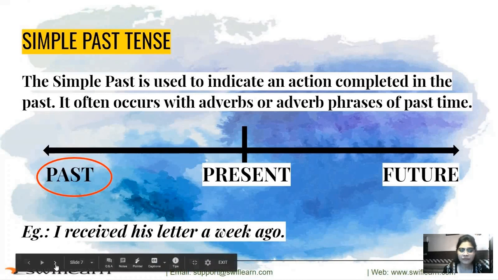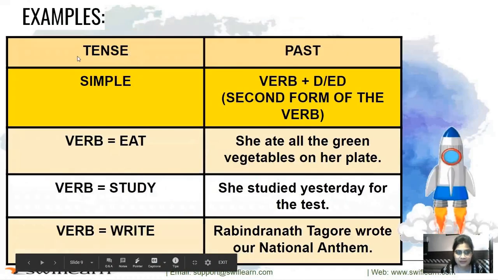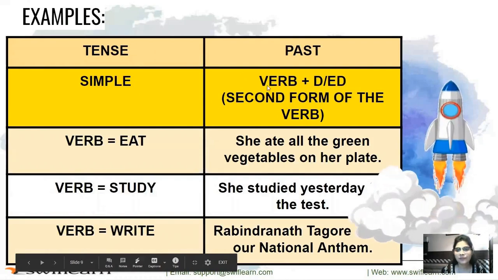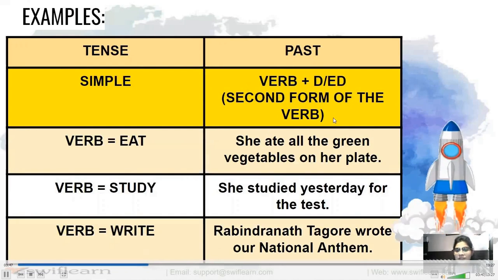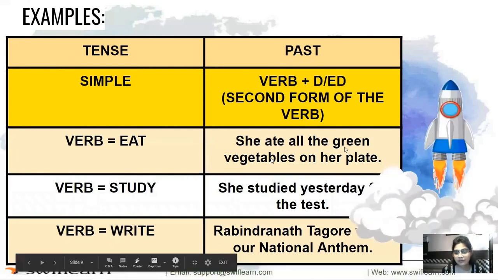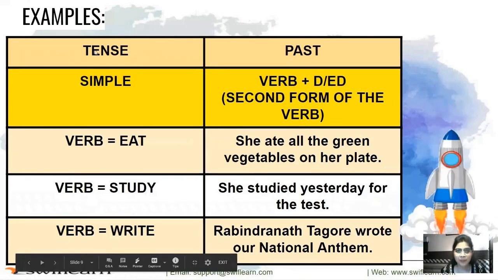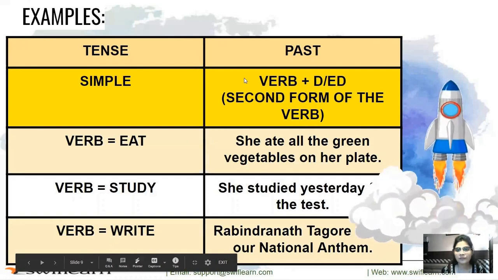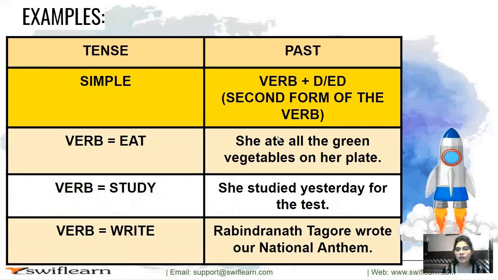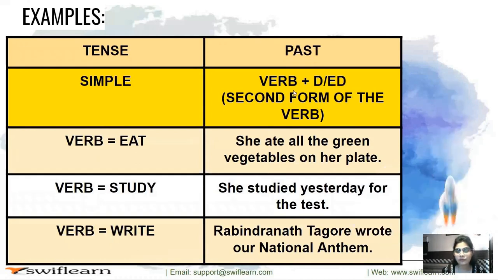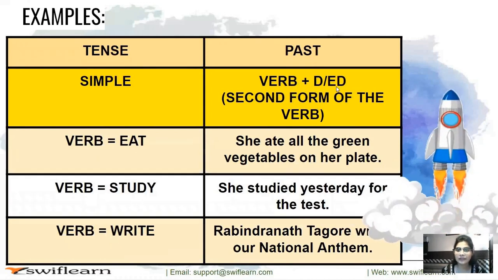Here, I received his letter a week ago. How do we get it? What rule do we have to apply here? See, in past simple tense, it is subject plus verb plus ed, where the verb always has the second form when we are talking about the past tense, and then the object.